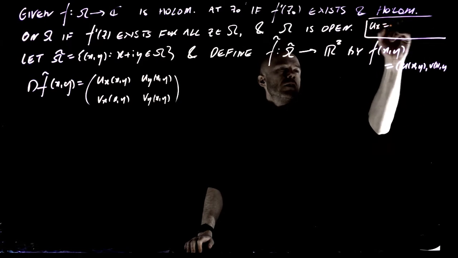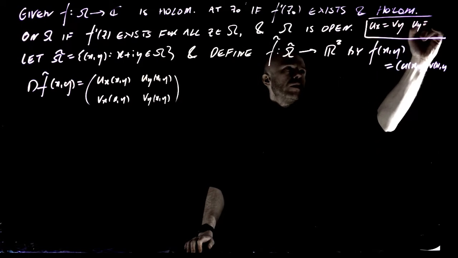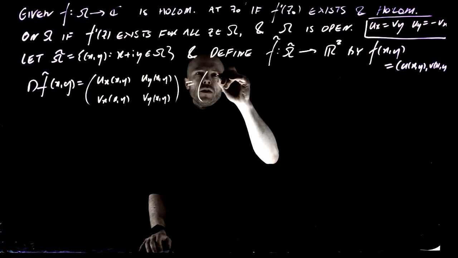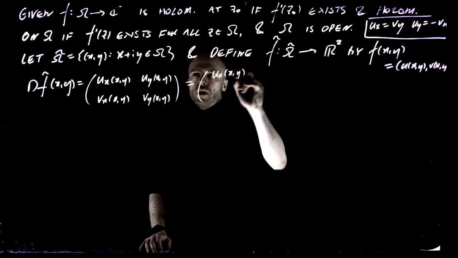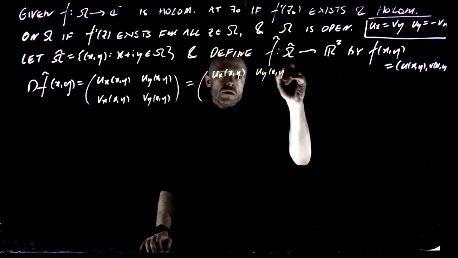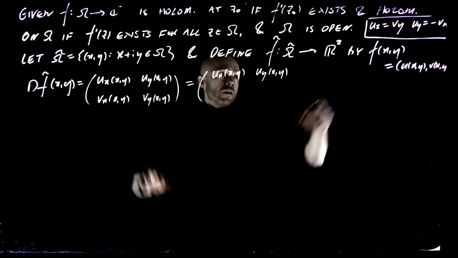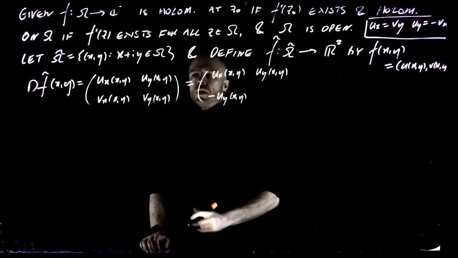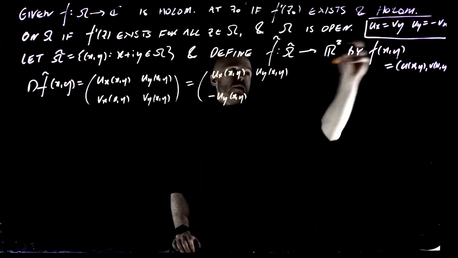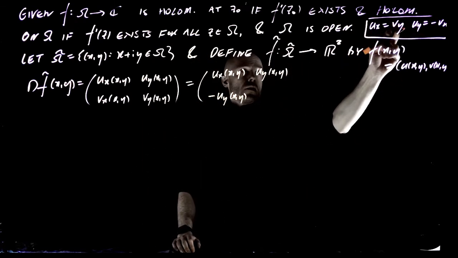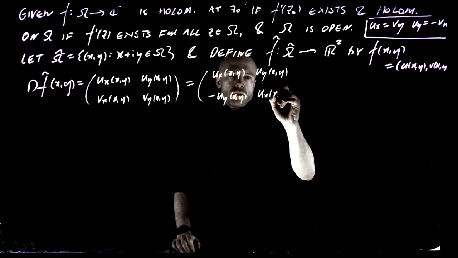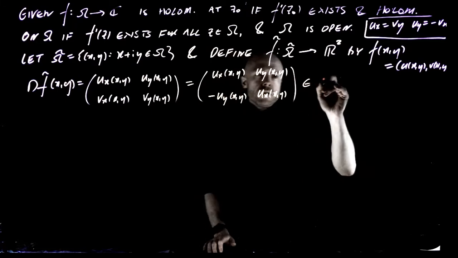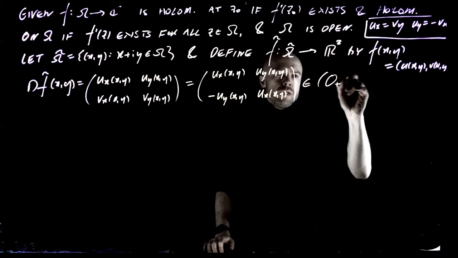We have that u of x is equal to v of y, and u of y equals minus v of x. So we can rewrite this thing like this. We're going to have u of x, y. Right? What will this guy be using this thing? This will be minus. And this guy using this thing will be this. Right? In other words, this is going to belong to the space of conformal matrices.